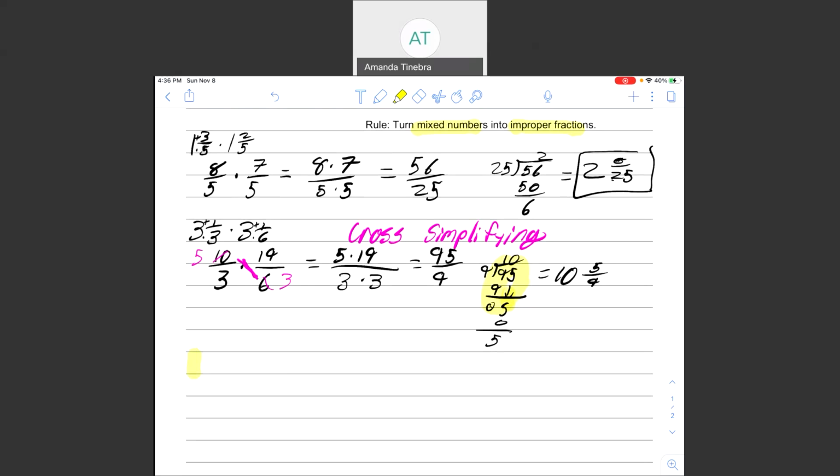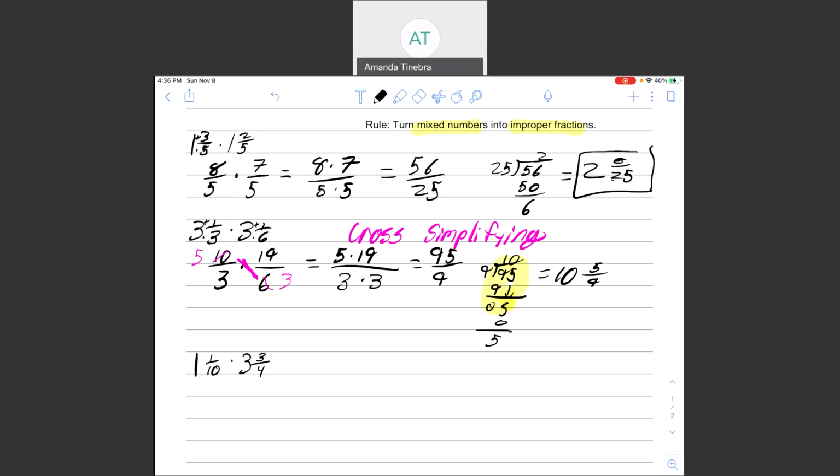One more example here. We're going to do 1 and 1/10 times 3 and 3/4. Pause the video here, see if you can solve it, and then restart when you're ready. Hopefully you have an answer at this point and you're just coming back to check your work.